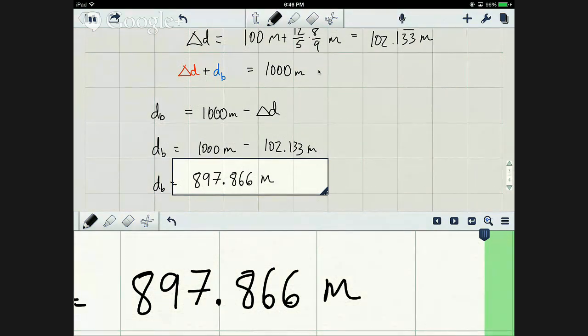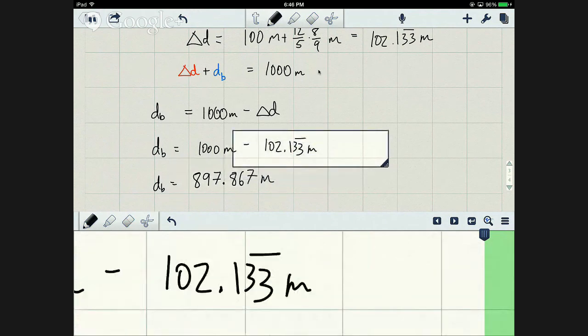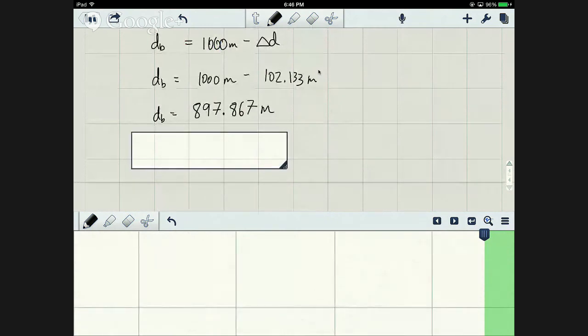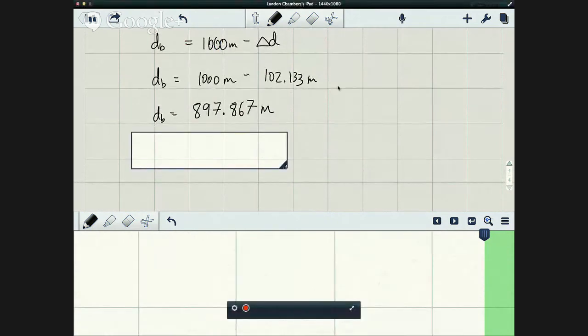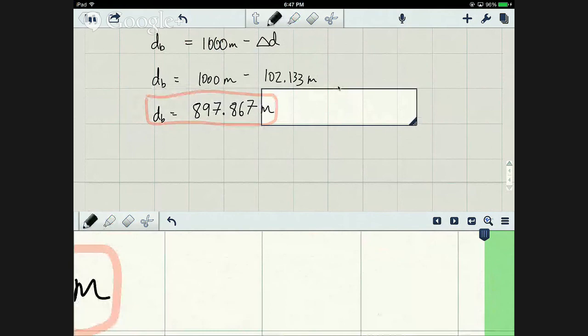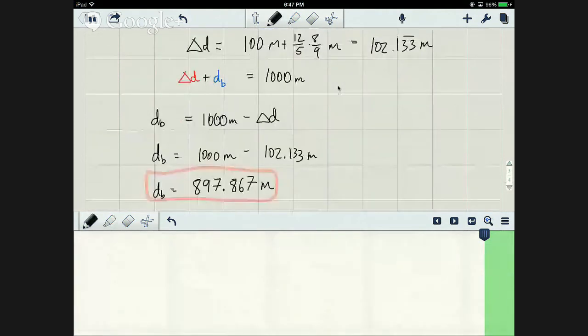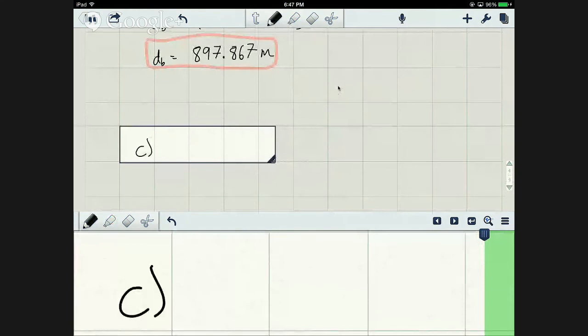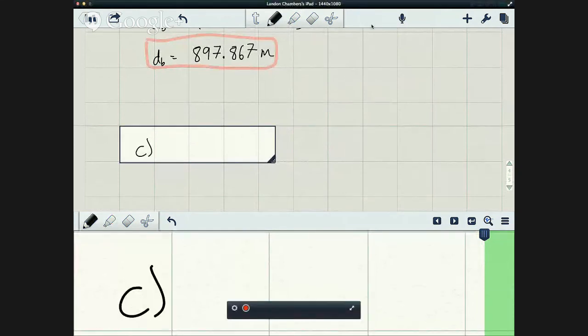Let me verify that. 1,000 minus 102.133. All right, 866, 867, same old difference. This was actually repeating, so that's why I put 66. All right. Good. And that is the distance between them. Now it's a lot easier when you're using x coordinates just to subtract the coordinates at that time, but we're not using coordinate systems, so excuse me for the awkwardness in solving the problem.